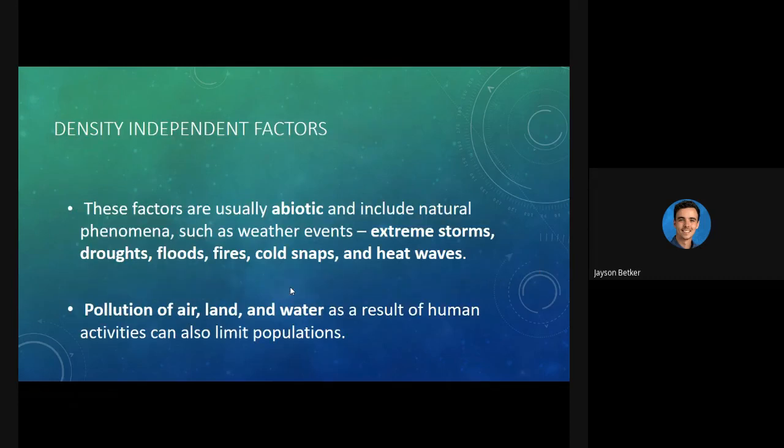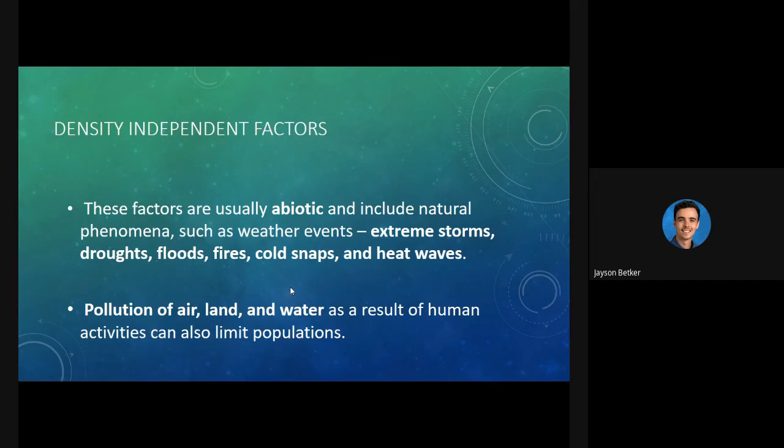These factors are something we call abiotic. They're non-living. So they include natural phenomena. When we're thinking about density independent factors, I want you to think natural weather events. So extreme storms, droughts, floods, fires, cold snaps, and even heat waves. You can also have pollution of air, pollution of land, and pollution of water. This, as a result of human activities, can also limit populations.